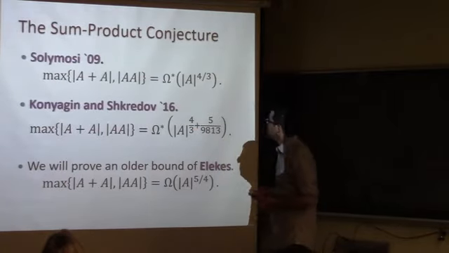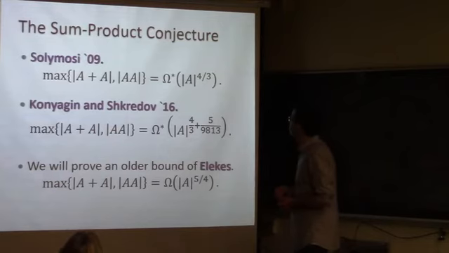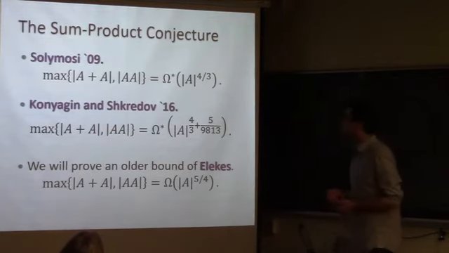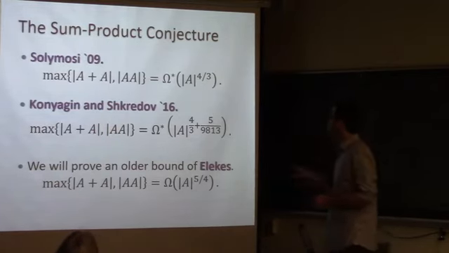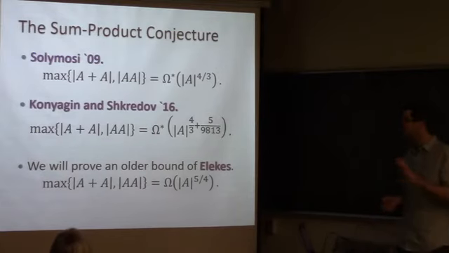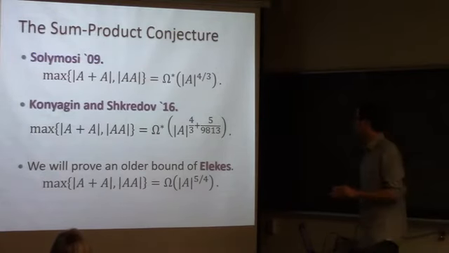In 2009, Solymosi showed that every set has a sum set or a product set of at least |A| to the 4/3. The star in the omega notation just means I'm hiding some polylogarithmic factors that we don't care about.